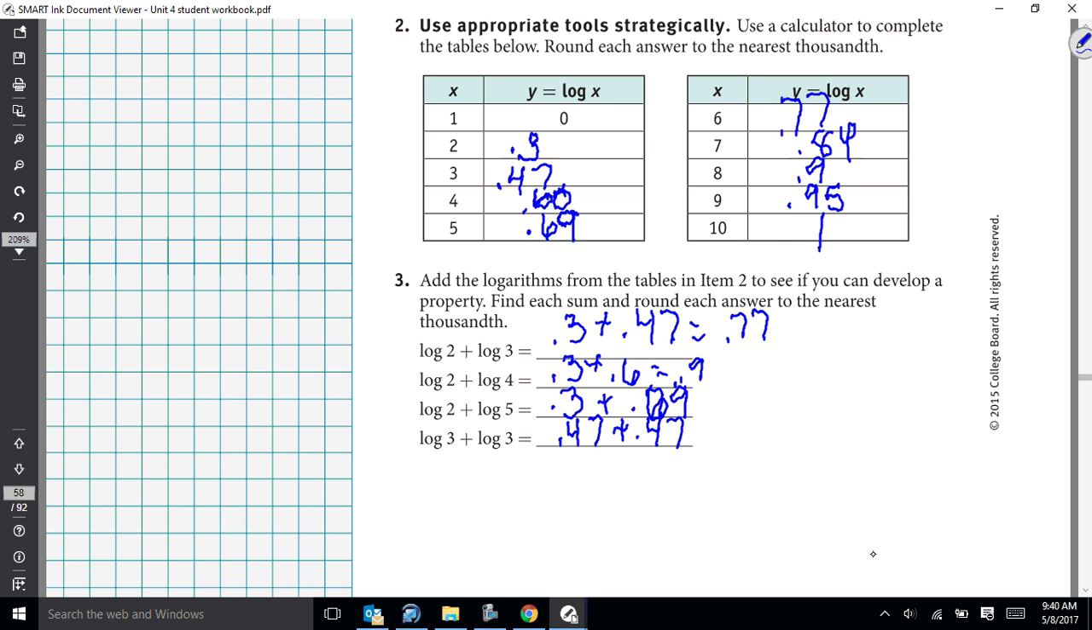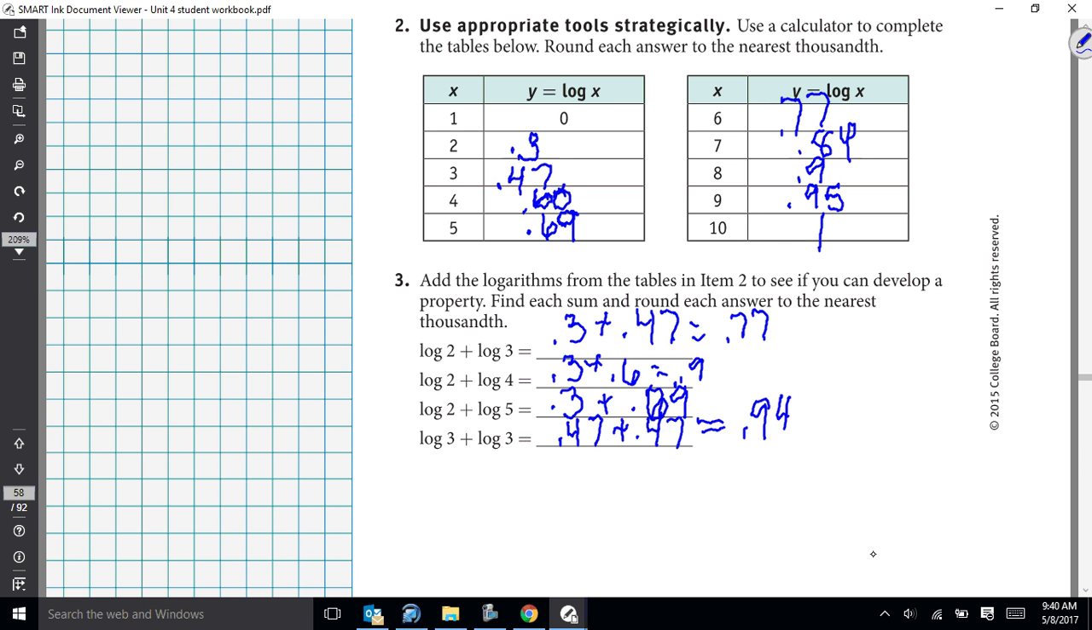Multiply them. When we take log of 3 and add it to itself, what's 0.47 plus 0.47? 0.94, which is nearly 0.95, right? So what's 3 and 3? How does that relate to 9?